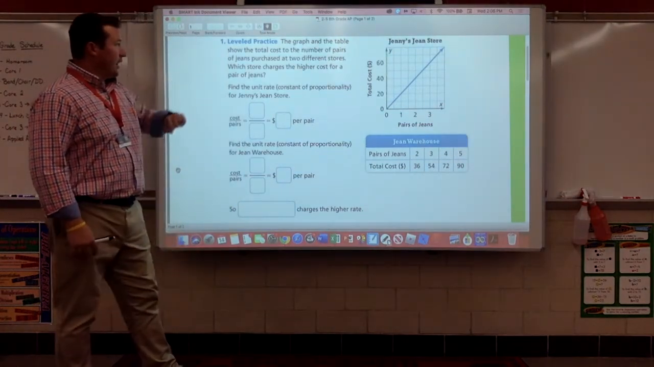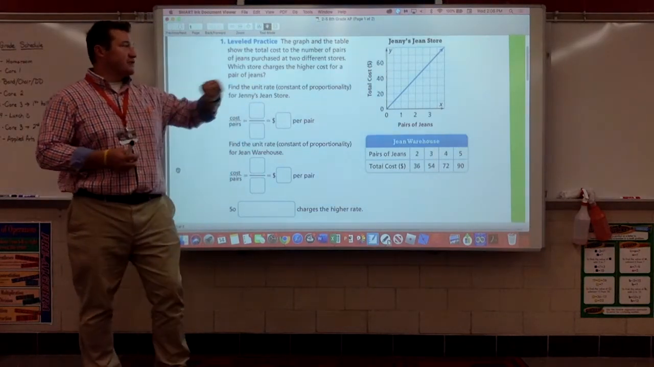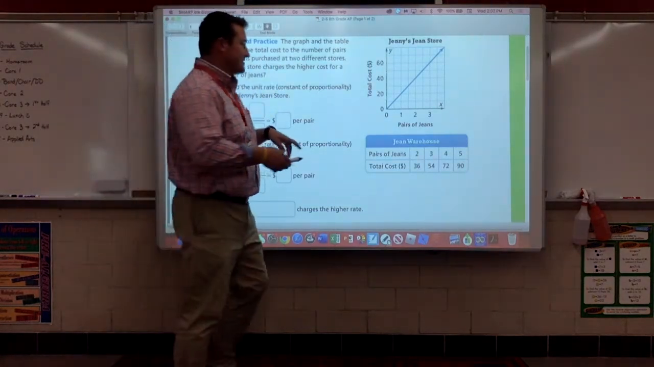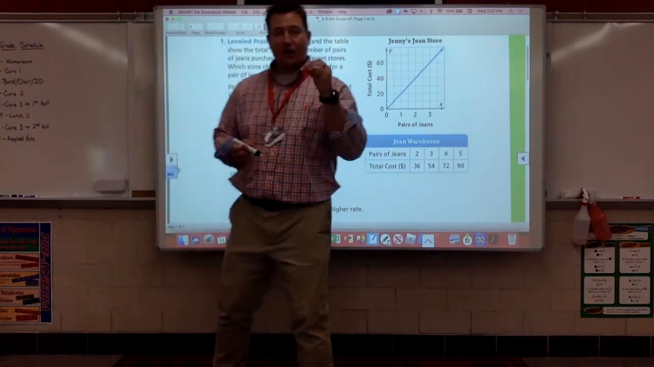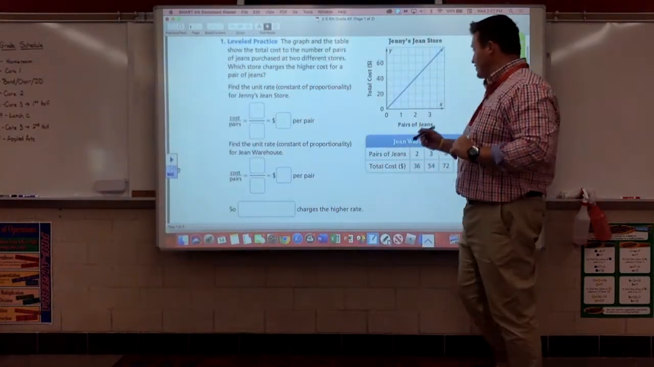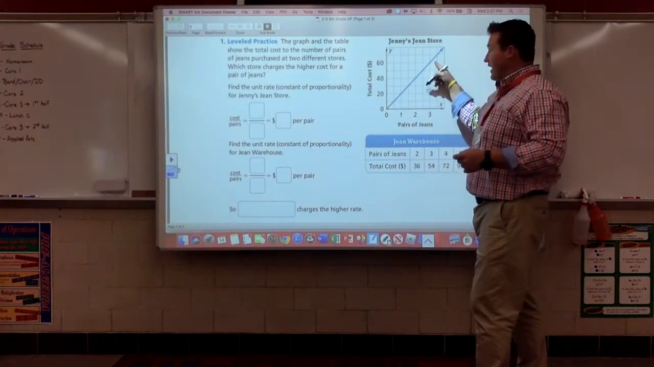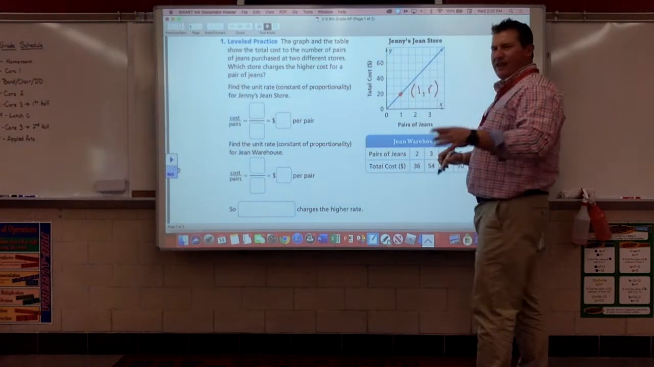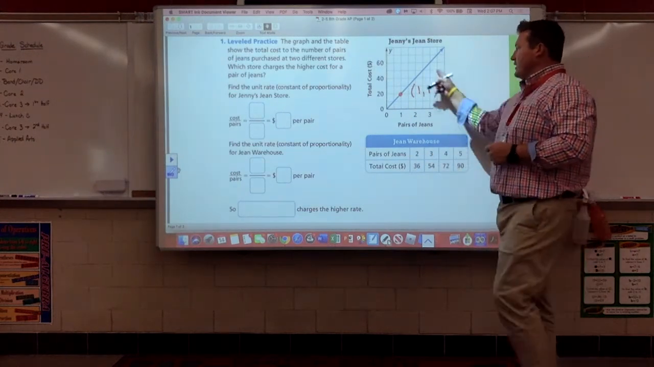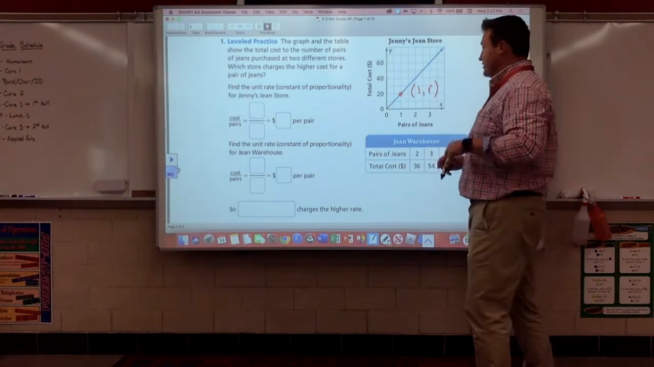Here we go. We're buying jeans. It says find the unit rate for Jenny's Jean Store. So I look over here on the graph for Jenny's Jean Store. Again, our favorite point to use on a graph, that's proportional, of course. Guys, this one goes through the origin. It's a straight line. I want this point right here, right? This is that 1 comma R that I know all of you remember from 7th grade, right? This tells me this is your unit rate per one pair of jeans, okay?